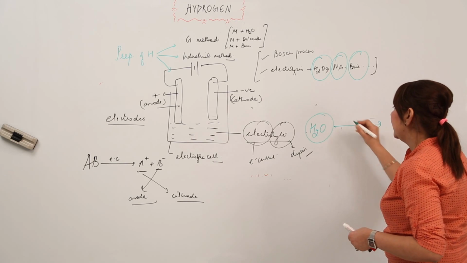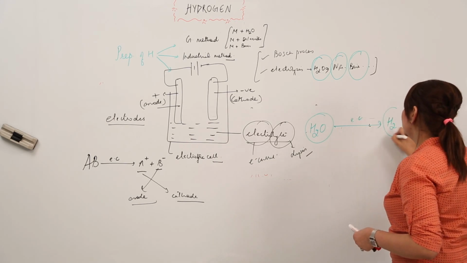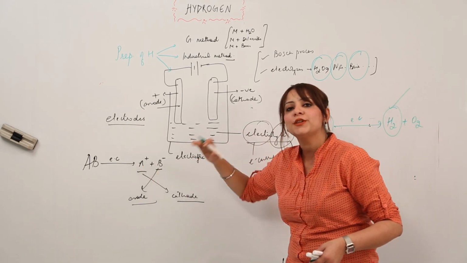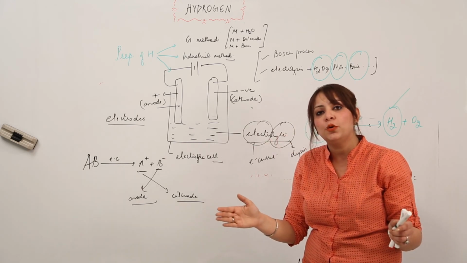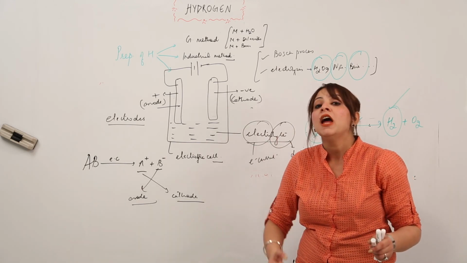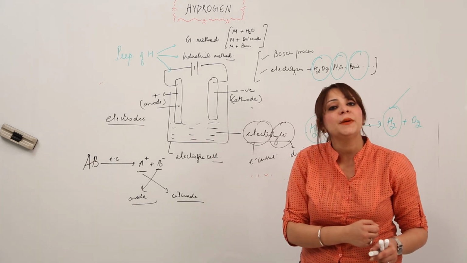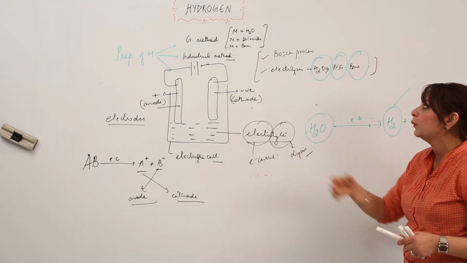So when electric current is passed through it, it leads to the formation of H2 and O2. By the same method, we pass the current, it dissociates into ions. Oppositely charged ions migrate to the oppositely charged poles, and there oxidation and reduction occur. H2 will be evolved at a specific electrode and O2 at the other specific electrode. So this is how we get H2 by the electrolysis of water.